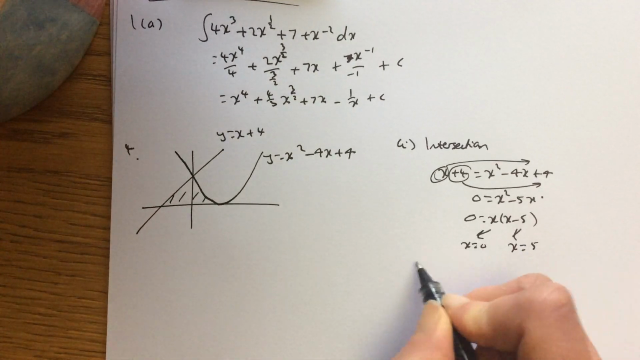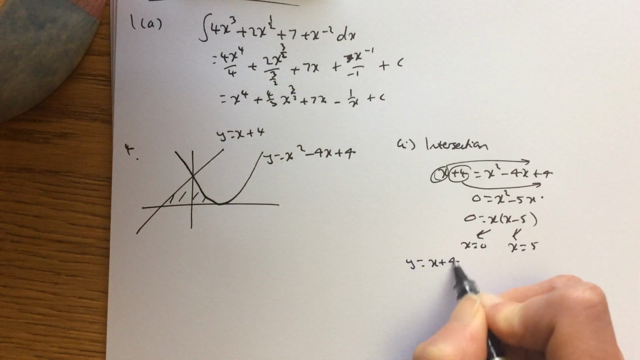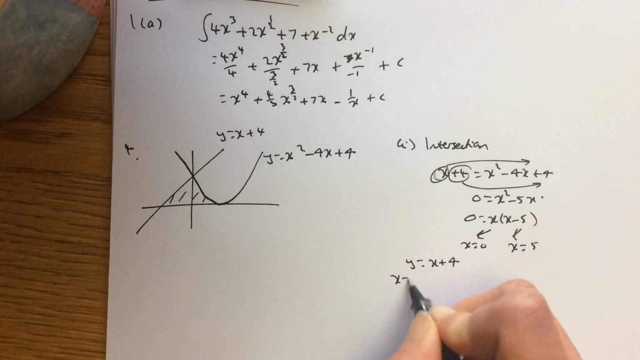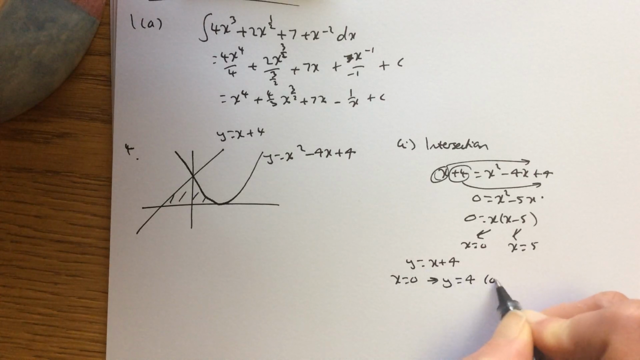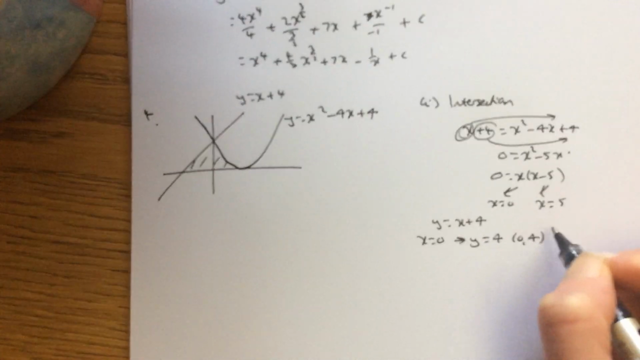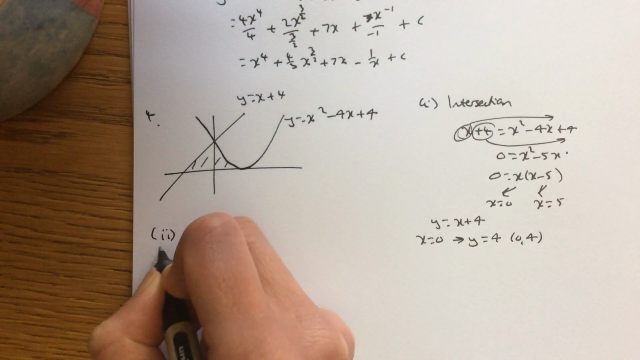To find the y coordinate, sub it into either equation. So I'll go for the easier one. So x is naught and y is going to be 4, and that's the one they wanted you to verify. Part 2. Got to find the area.